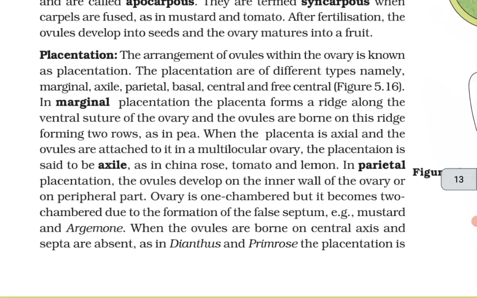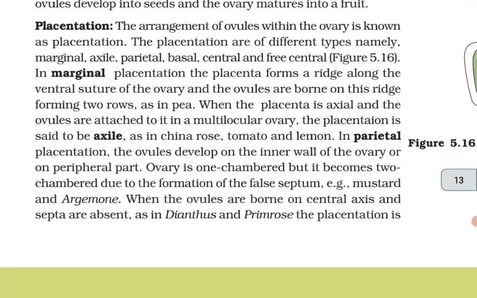Placentation. The arrangement of ovules within the ovary is known as placentation. The placentation is of different types, namely marginal, axial, parietal, basal, central and free central. In marginal placentation, the placenta forms a ridge along the ventral suture of the ovary and ovules are borne on this ridge, forming 2 rows as in pea. When the placenta is axial and the ovules are attached to it in a multilocular ovary, the placentation is said to be axial, as in China rose, tomato and lemon.